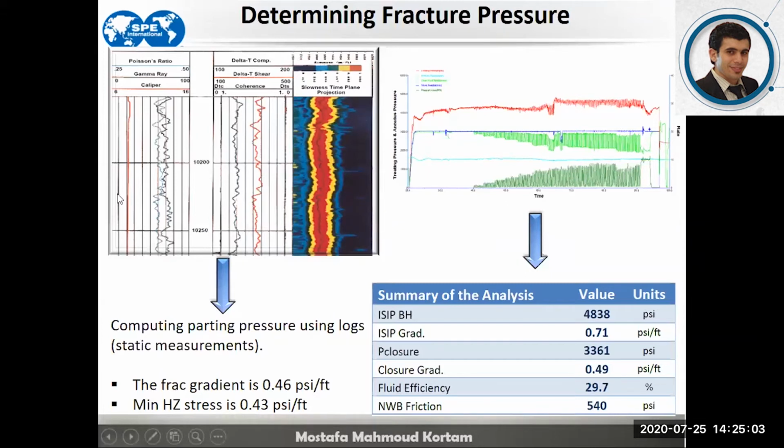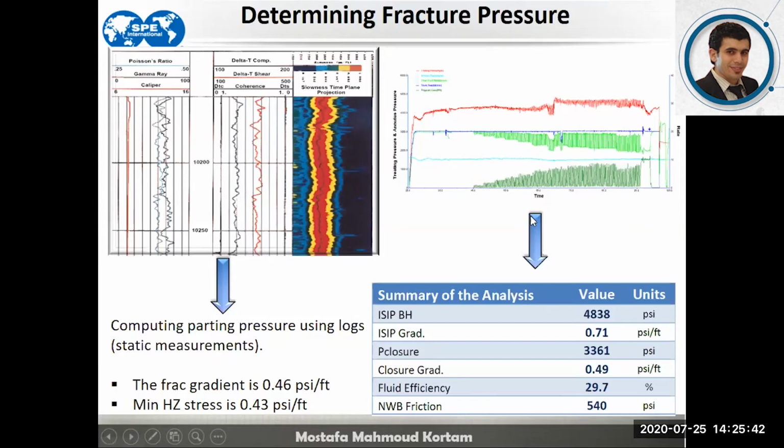One of the methods that we relied on in estimating the fracture pressure was dual dipole sonic. We captured several dipole sonic logs, and by generating and estimating the fracture pressure, we found that the fracture gradient is 0.46 psi per foot, while the minimum horizontal stress, sometimes called closure pressure, is 0.43 psi per foot. These are very low values. The formation is easy to break down and to fracture.